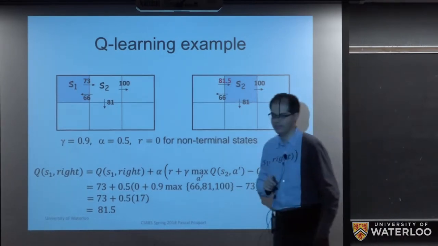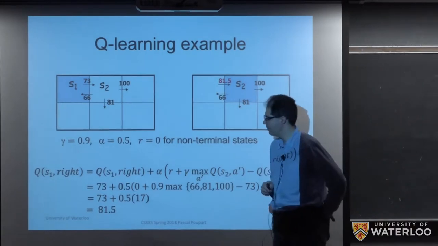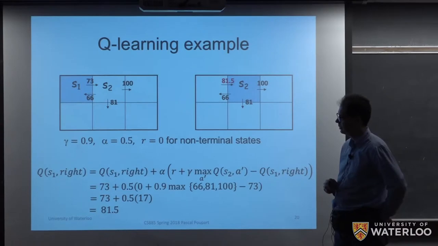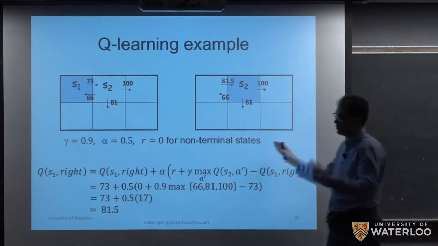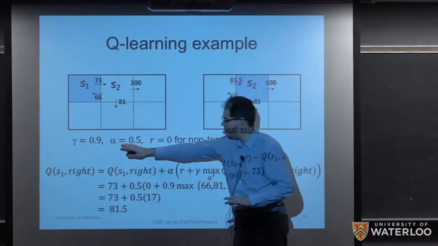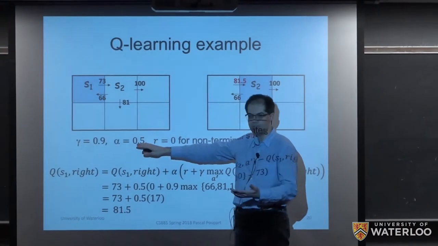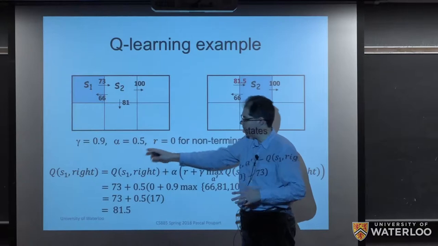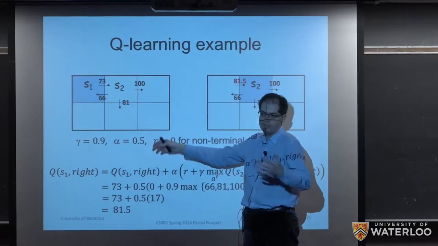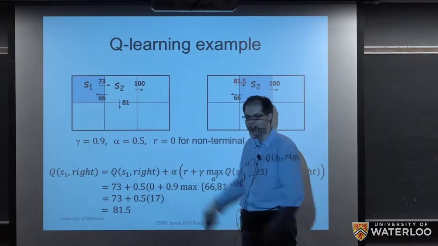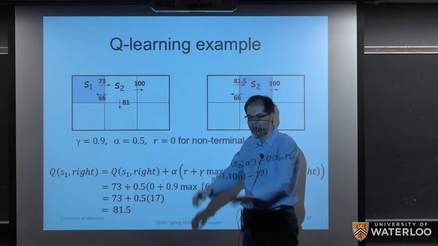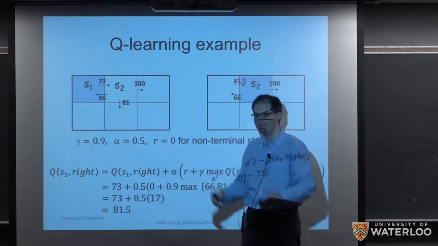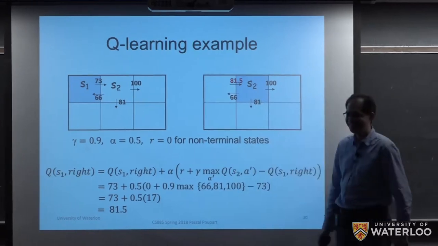Yes? When you say alpha is equal to 0.5, is it because it is the second time that you are in S1? Oh, no. This was just for the sake of this example. There's no reason why I picked 0.5 over something else. I just wanted a simple number that would make the calculation easy. So with 0.5, I just divide by 2. But if I put 0.99, this might be a little harder.